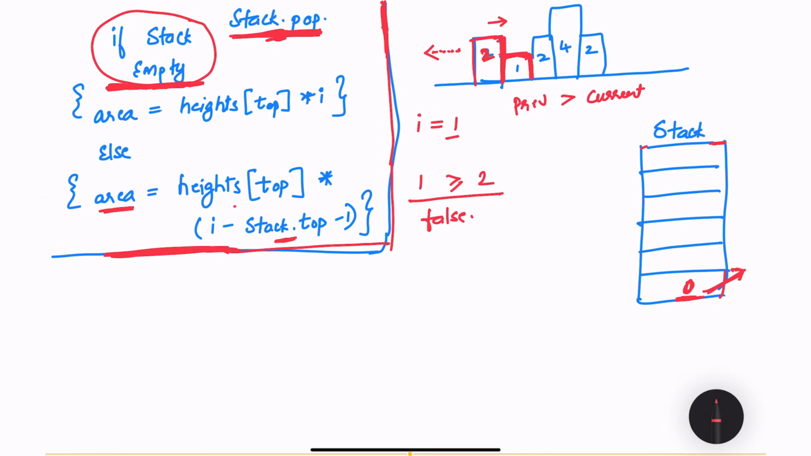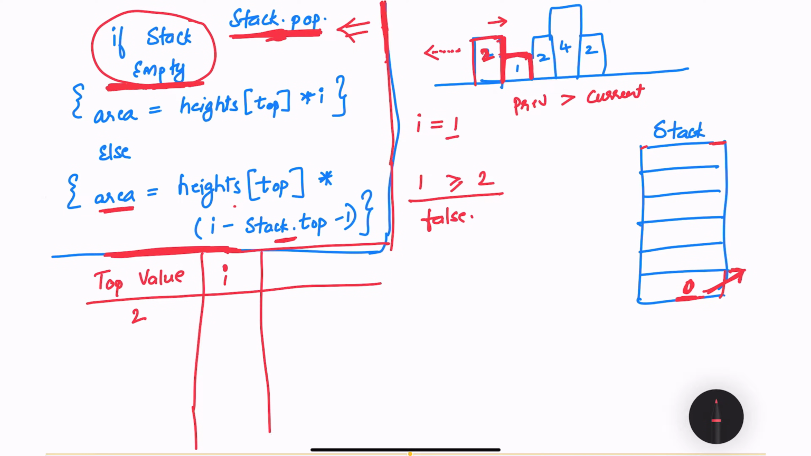So I will pop out the last value or top of the stack and use this formula to calculate the maximum area. Just like before, my top value at this moment is going to be 2. I for now is 1. So based on the formula, I will check if my stack is empty. So after popping out 0, yes, my stack is empty. So we will go inside the if condition. The formula is heights of top, which will give me 2 into I, 1. So result is 2. So the max area will become 2.